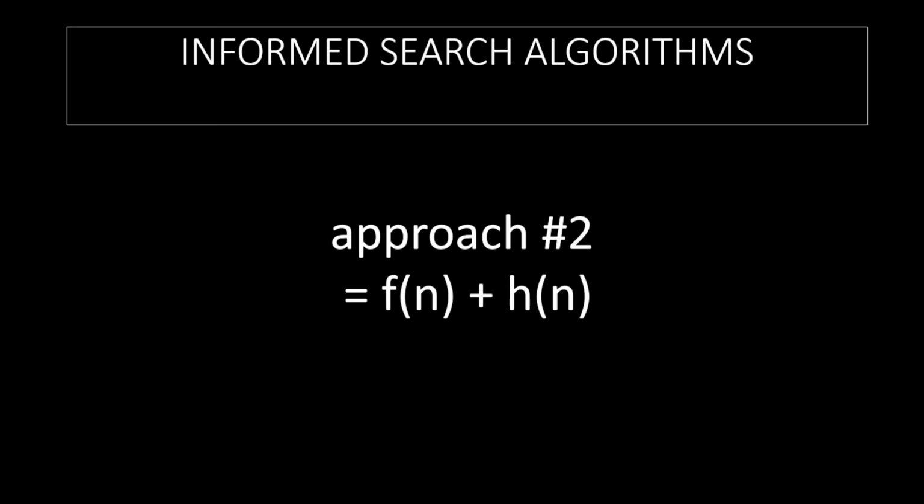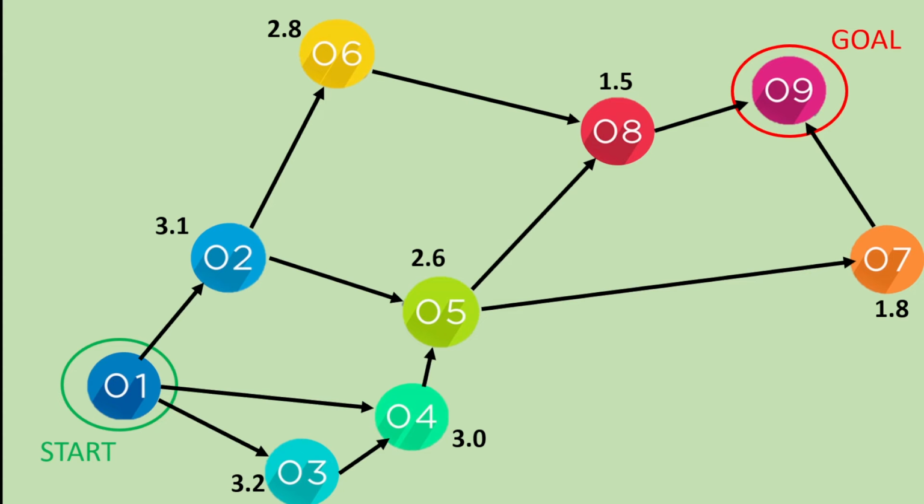Now approach 2, we're going to use the cost, which here is g(n), plus the heuristic. Let's have a look at that in approach 2. So here we have our graph with our heuristic values from each node, the distance from each node to the goal.